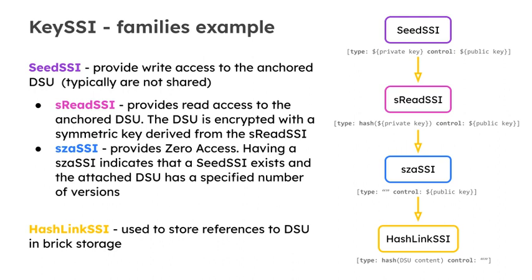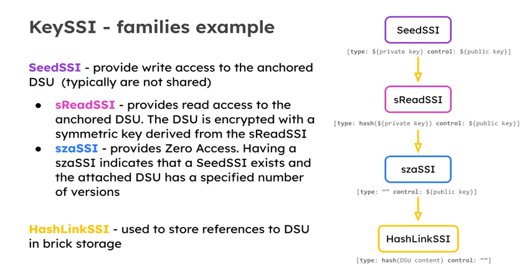The seed SSI functions similarly to a seed phrase used in Bitcoin wallets and essentially consists of a BDNS domain and a random number. It provides write access to the anchored DSU. Typically, a seed SSI is not shared by its owner. However, for sharing purposes, an sRead key can be derived from a seed SSI. The sRead SSI offers read access to the anchored DSU.